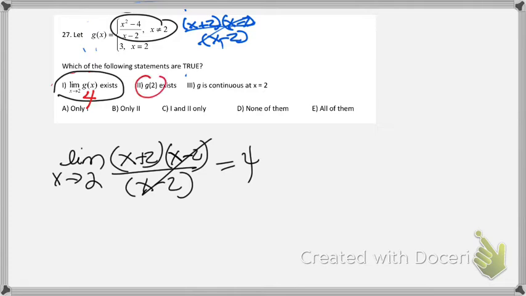Part 2, g of 2 exists. Well, yeah, that's this guy right here. G of 2 is 3. Part 3, is it continuous? Well, if those two things were the same, it would be continuous. Since those two values aren't the same, the answer to that question is nope. So, final answer, we want 1 and 2 only. Option C.